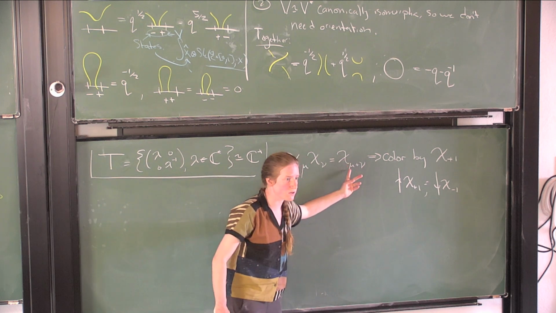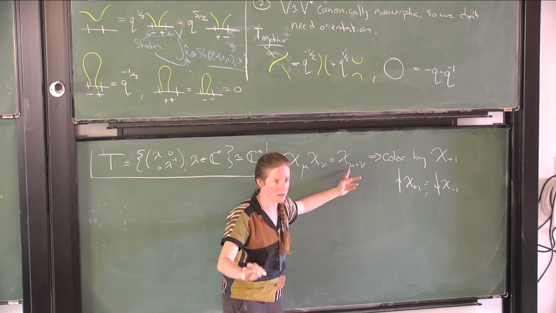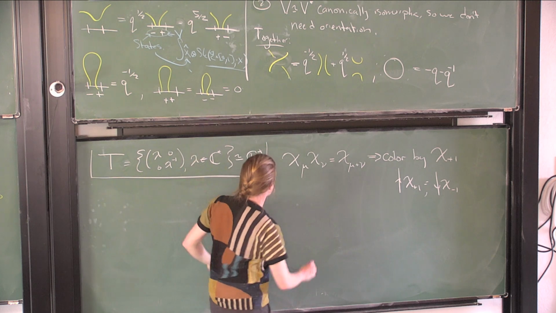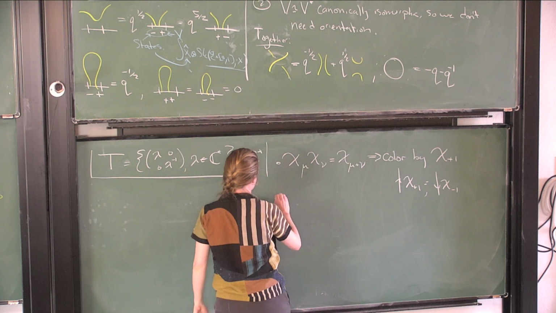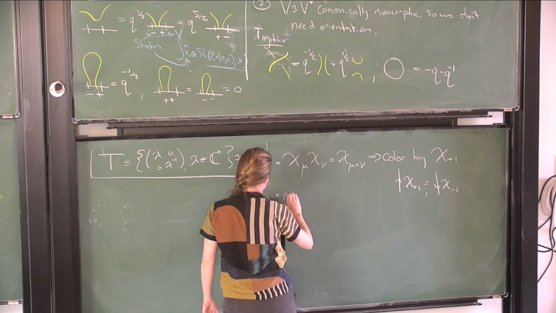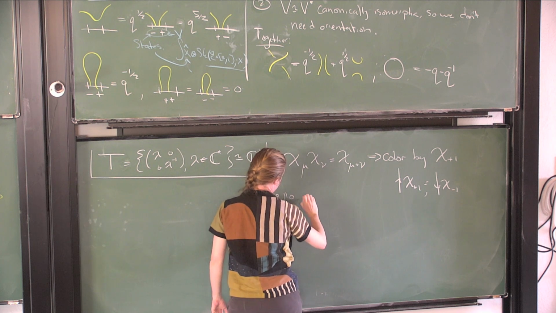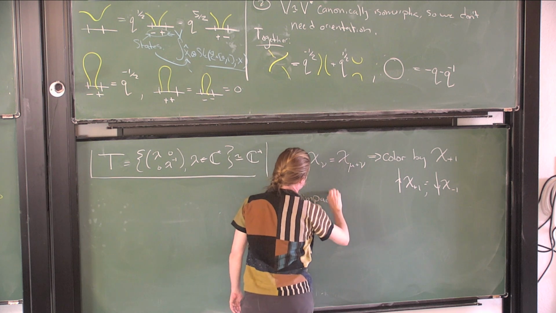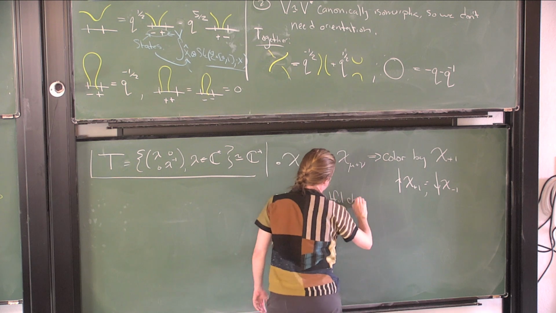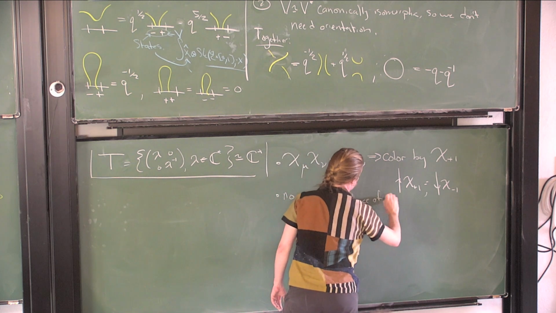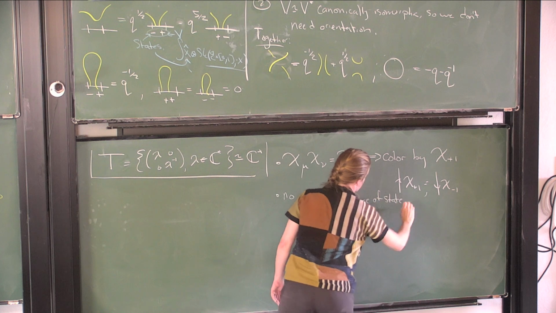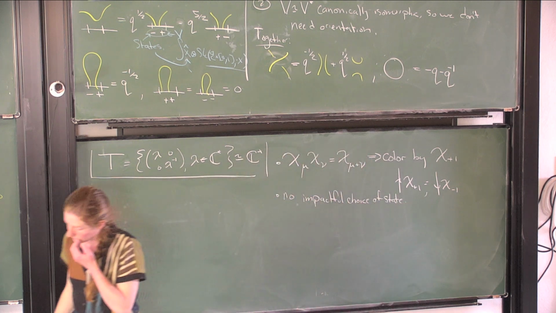This is one-dimensional, so up to a scalar, I only have one choice of state. So I don't need to put any of these on. So there's that, and then there's no compatible choice of state. So it's one-dimensional.